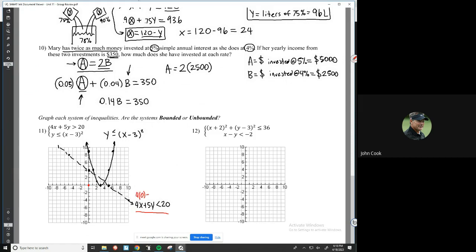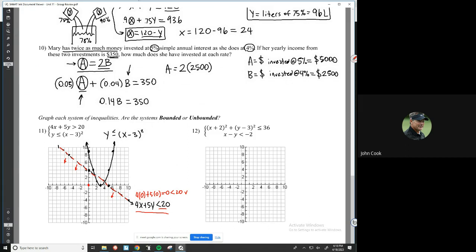So 4 times 0 and 5 times 0 gives me 0. And is 0 less than 20? The answer is yes, it is. So since this coordinate works for this inequality, this dotted line right over here, that means that every single coordinate below that line is also going to work. If I picked another random coordinate, like 1 over here, for example, that should also work in the inequality. So that's where I'd shade. I'd shade below the line.